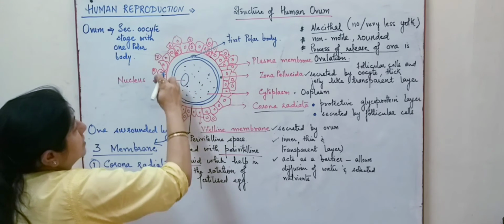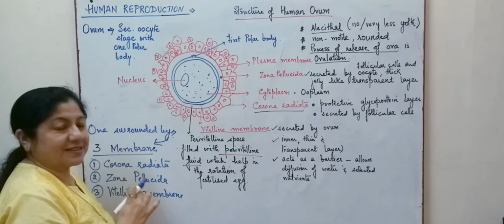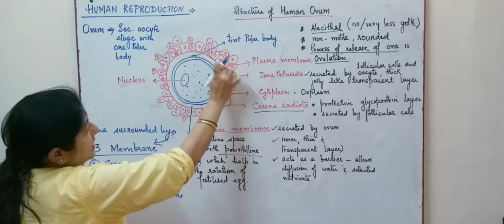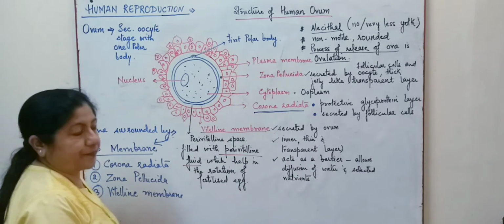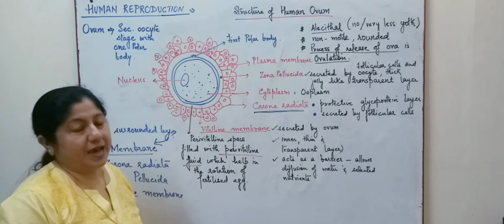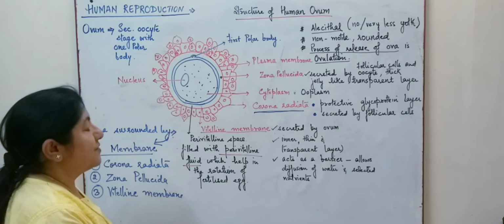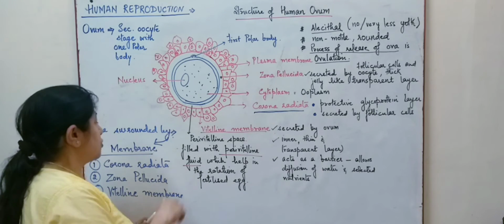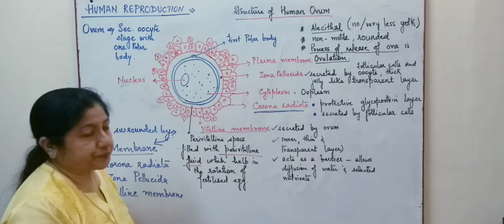Now let us discuss these three membranes. The outer layer, which is seen as red over here, these are elongated flame-like cells radially arranged, and this forms the corona radiata. The corona radiata is protective in nature and it is made up of glycoprotein. This layer is actually produced by the follicular cells. So corona radiata is the outermost layer.